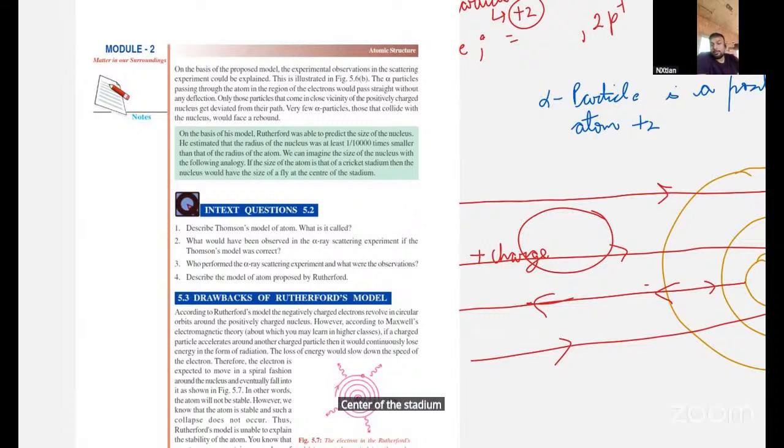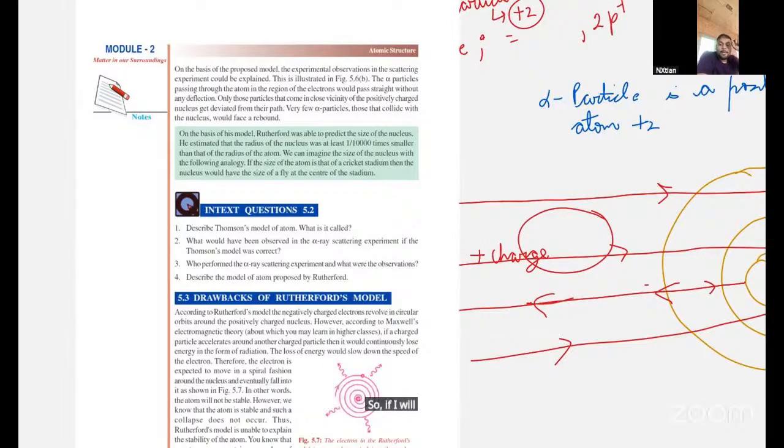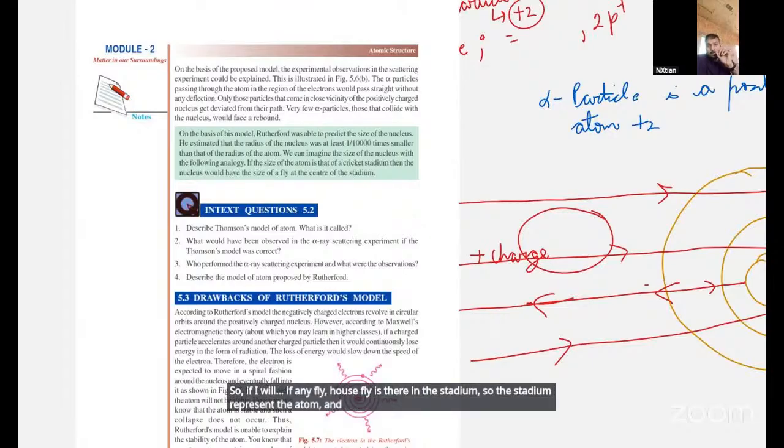Like for example, you guys who follow football or a cricket match or basketball. A cricket stadium is very huge. Or a football stadium, it is very huge. So if a house fly is in the stadium, the stadium represents the atom, and the house fly represents the nucleus. It's like that ratio.